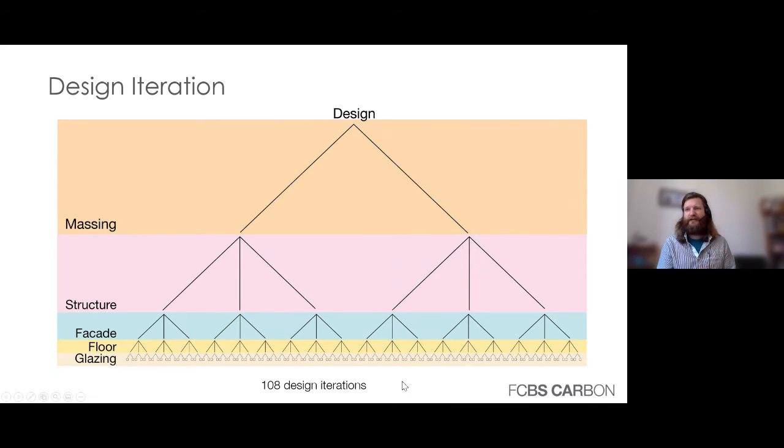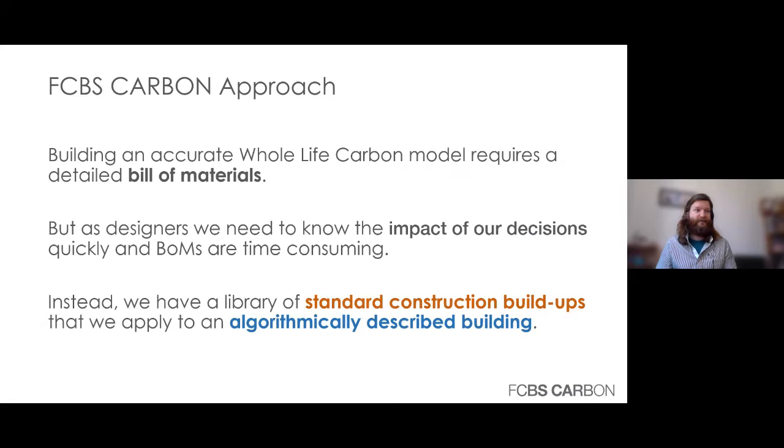You can quickly imagine that if we just had 2 design iterations, and of course we've got far more massing than just 2, we can have 108 design iterations very quickly, and every single one is not necessarily a clear-cut decision-making process. Every single one could be swings and roundabouts. Is it better to use a thin amount of brick with more steel framing system, or is it better to have more brick and less steel? All these things, it's not necessarily clear. So this is where we set out with FCBS Carbon.